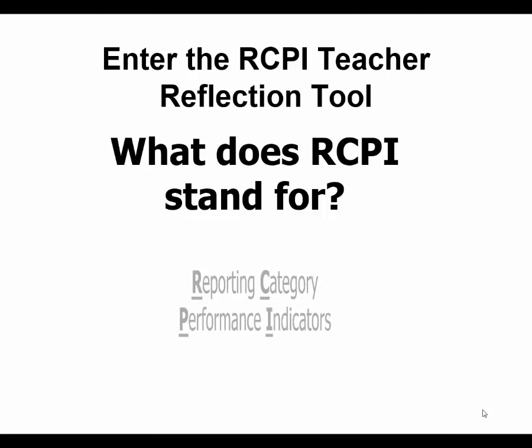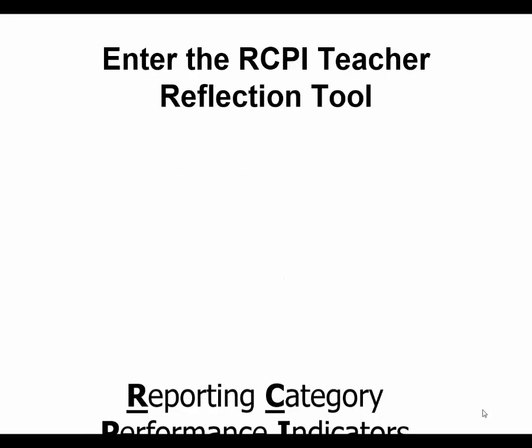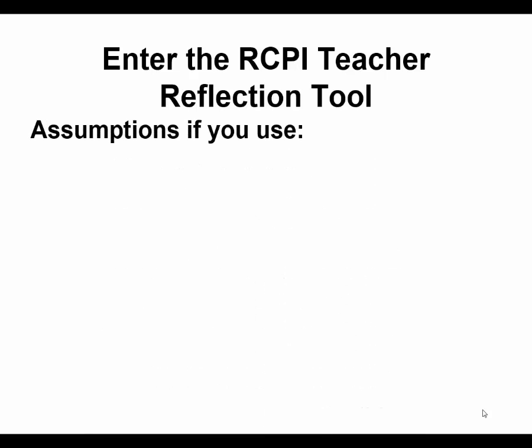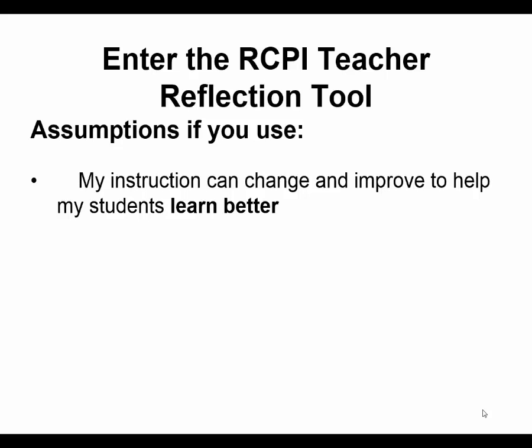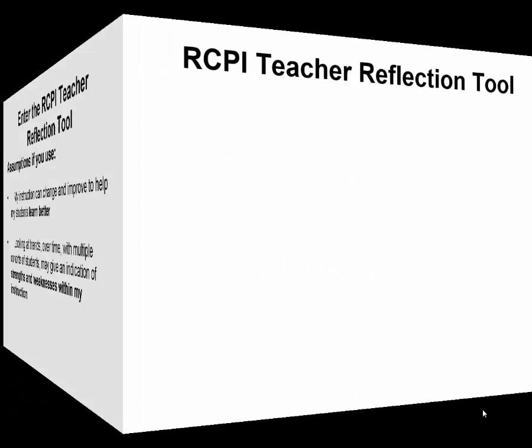RCPI stands for Reporting Category Performance Indicators, and they are part of the reports that we receive through Pearson Access. If we use this tool, there are a few assumptions we must make. First, we assume that we can change our instruction. Also, if we look at different students over time, where the teacher instruction is the constant, and see trends, then we can make some assumptions about strengths and weaknesses within the teacher's instruction.